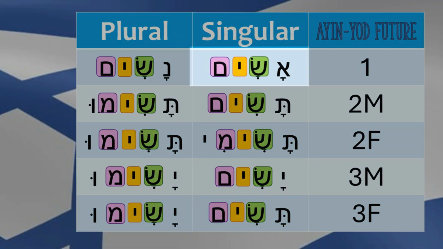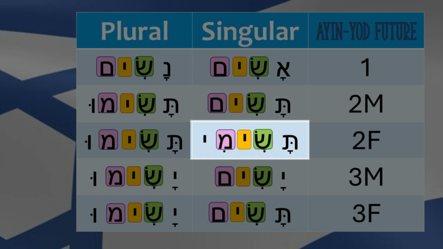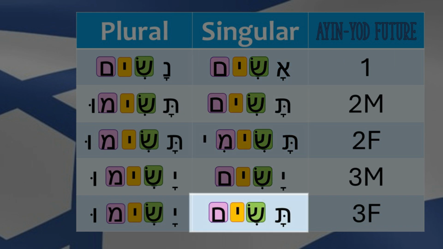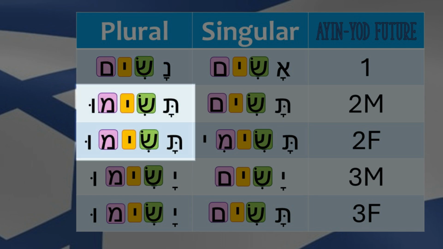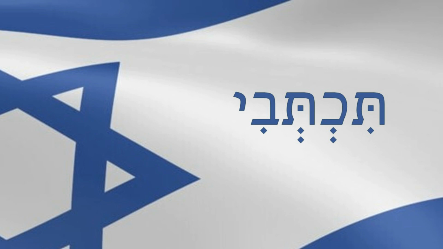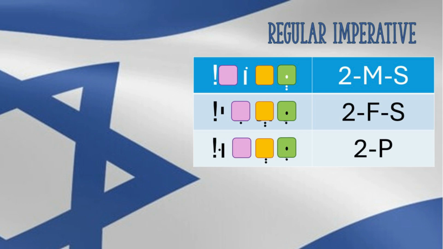So we have asim, tasim, tasimi, yasim, tasim, nasim, tasimu, and yasimu. All right, imperative. So if you remember regular pa'al imperatives, we use the proper future tense, and then we take off that taf prefix and then kind of maneuver the word to follow Hebrew phonology rules. And so these are the templates for the regular imperative.